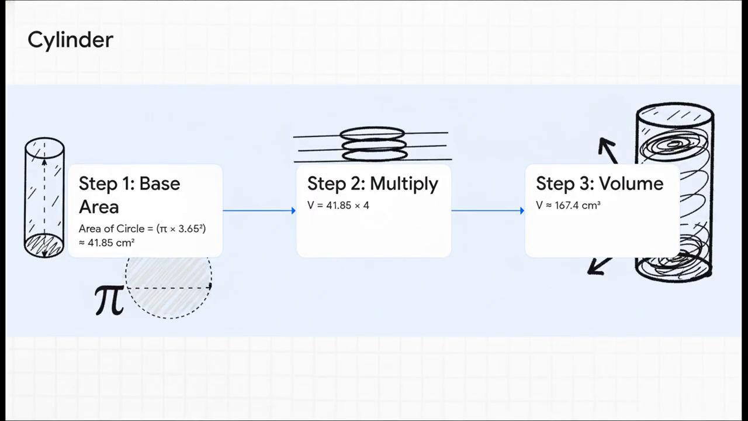Okay, what about the cylinder? What's its base? It's a circle. So we find the area of that circle, pi times the radius squared, which is about 41.85 square centimeters. Now multiply that by its height of 4 centimeters, and we get about 167.4. Wait a minute, are you seeing what I'm seeing here?